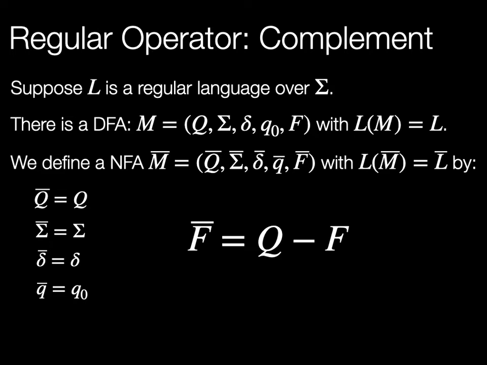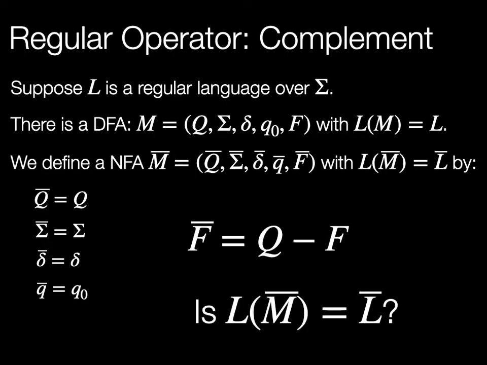As in our example, the only thing that changes is the final states. We flip every non-final state to a final state by starting with the set of states and removing all the final states from it. We do this using the relative complement, also called set difference. But one question remains. Is the language of M bar the complement of L?